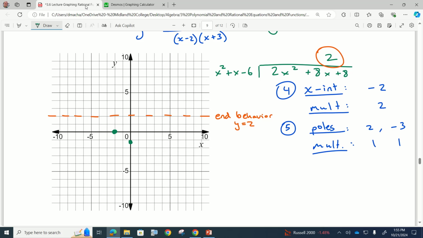So I've got my x-intercept, I got my y-intercept, I got my end behavior. Let's put down the 2 poles. And so there's a pole here at 2 and negative 3. Putting my dashed lines now where the poles go.